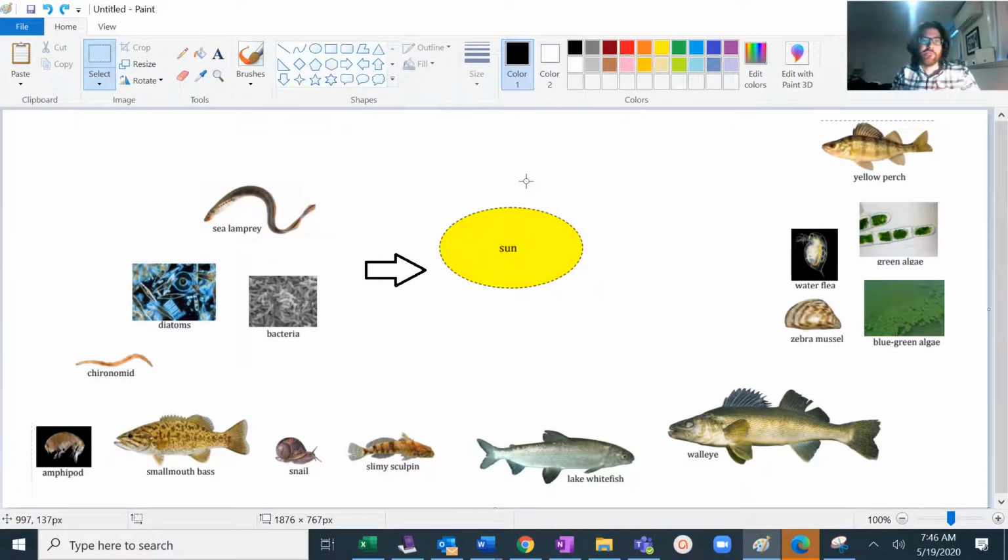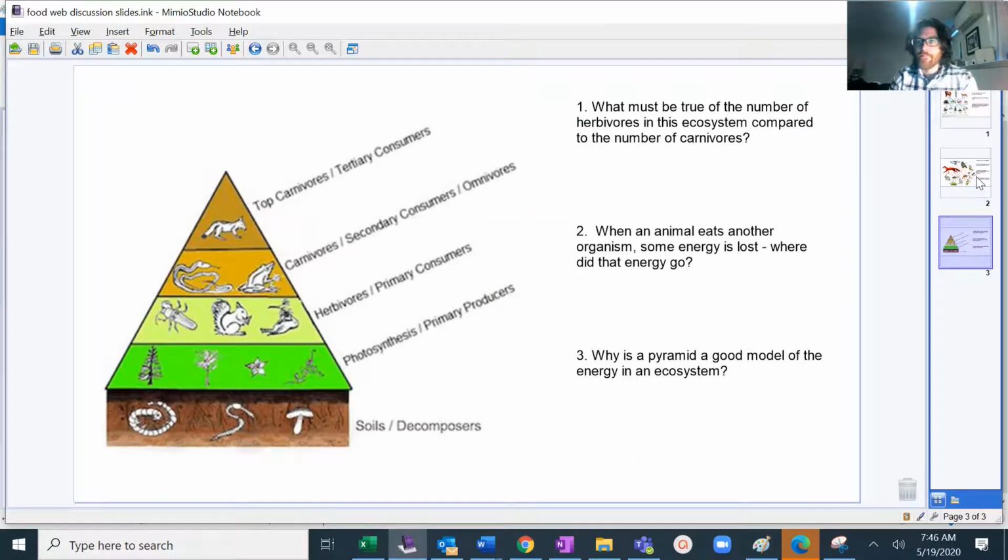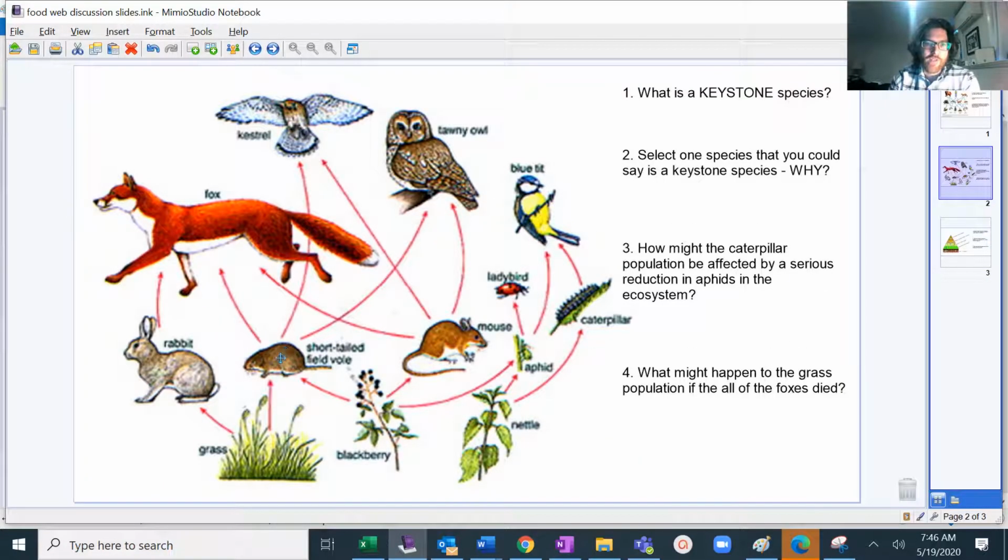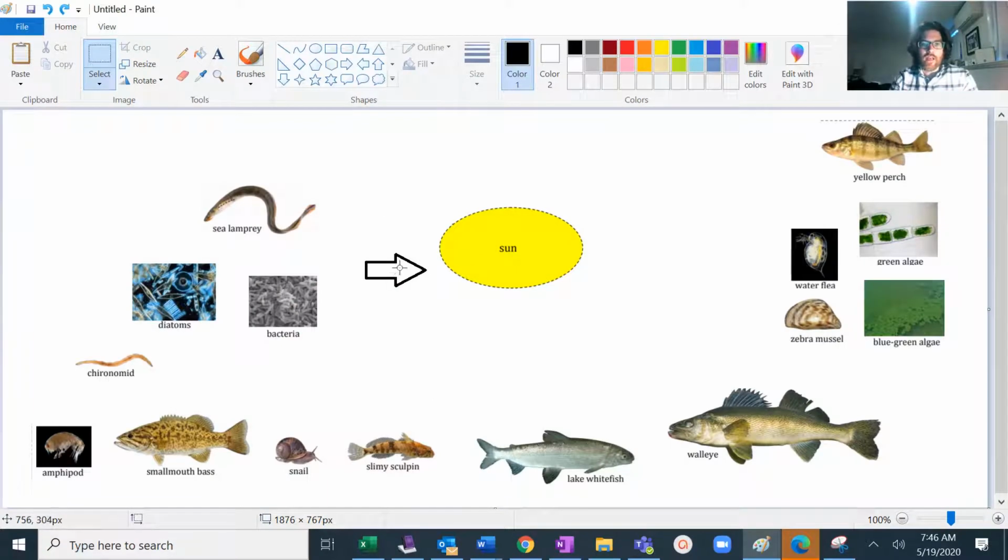And so as you finish this, you're going to just make sure you put the arrows. Remember that the arrows would face from the thing that is being eaten to the thing that eats it, right? So the vole gets eaten by the fox. Why does the arrow point this way? Well, the arrow is pointing to show the flow of energy, right? So if we start here with the sun, we're not going to have an arrow that points to the sun. We're going to have an arrow that points away from the sun, and it's going to point to the algae.